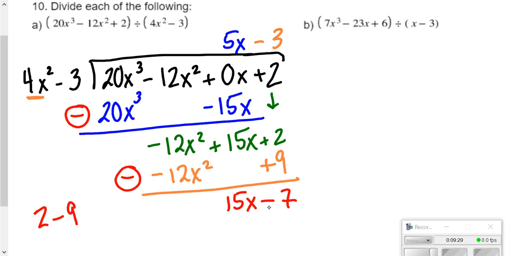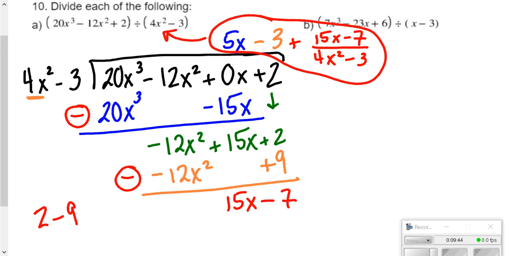Now this part that I just wrote is my remainder. And that remainder can be written as a fraction with the remainder on the top and the divisor on the bottom. So this is my answer to A.